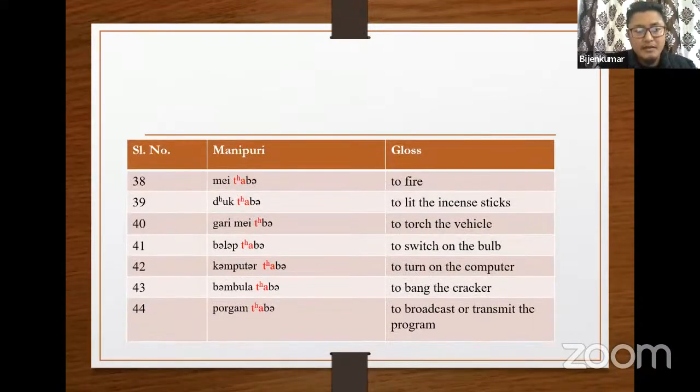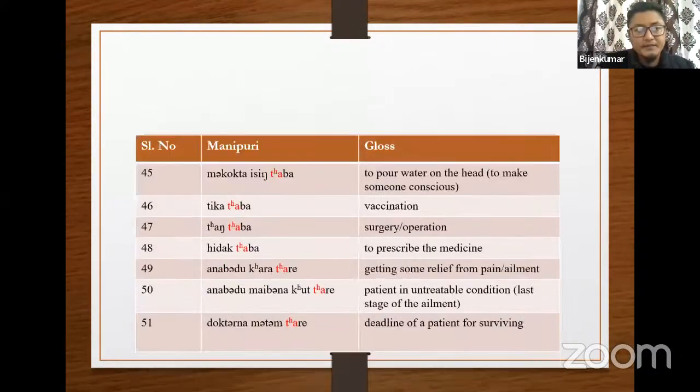Mai thaba, dukan thaba, I think this is the same way that we do. Mai thaba means to torch or to fire, and to light the incense stick. Gari mai thaba is to torch the vehicle. Balab thaba, computer thaba, bula thaba, program thaba means to broadcast or to transmit the program. So this is the same pattern that we have been observing from the earlier slide. Yeah, this is another meaning that thaba can give in this type of construction.